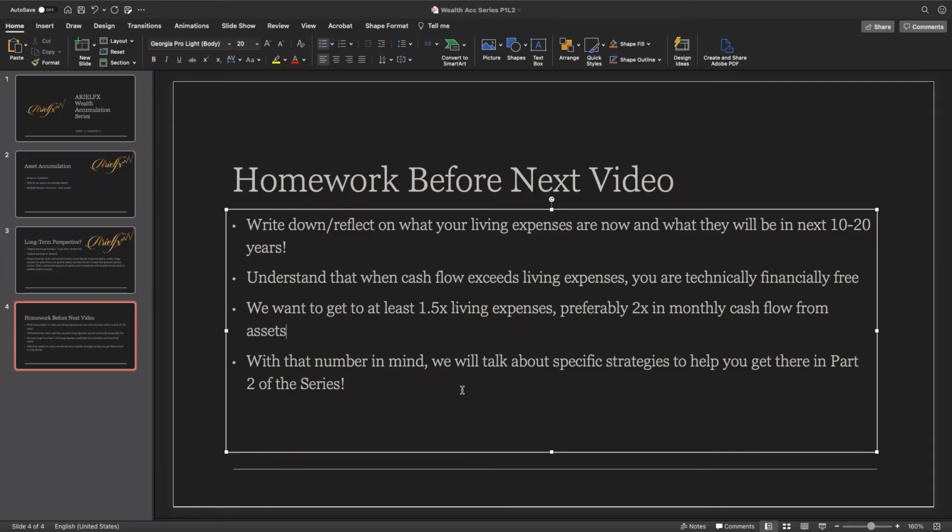So I want you to do some deep reflection, even budget it out. Do a budget for yourself if you haven't already. Understand what it really costs you for living expenses, and what it might cost you 10, 20 years down the road when you intend to be financially free. We really have to have numbers in mind so that we know what we're shooting for, so we have a goal that we can reach. So do your homework, have a number in mind, and in the next lesson, we will start talking about specific strategies to help you get there.